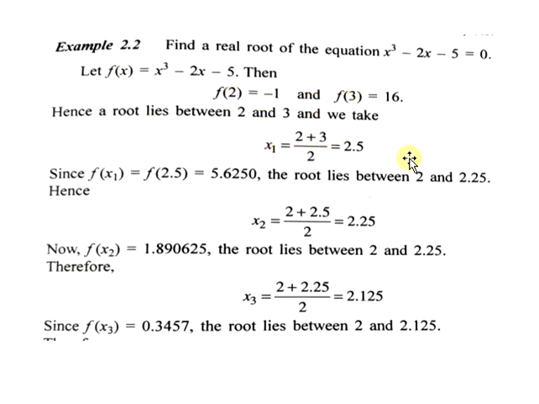Now x1 is 2 plus 3 by 2, that is 2.5. Then substitute for x1 here. Then f of x1 is a positive quantity. So that means the root will be between 2.5 and 2, because f of 2 is negative and f of 2.5 is positive. Substitute here f of x2, and you can see that this is a positive quantity. So the root will be between 2 and 2.25, because f of 2 is negative and this value is positive, and you will get x3. And since f of x3 is positive and f of 2 is negative, the root will be between these two values.